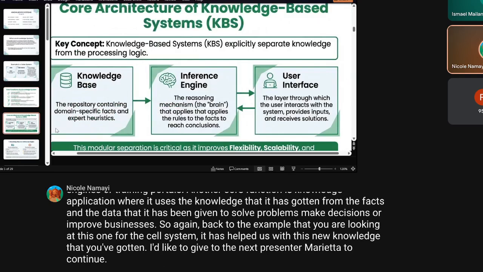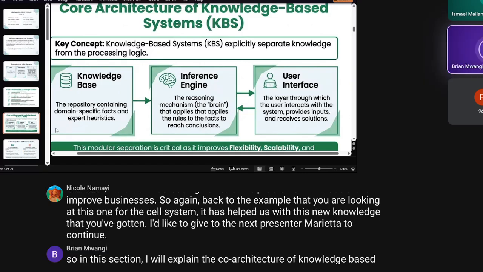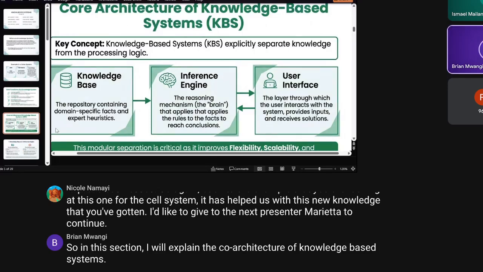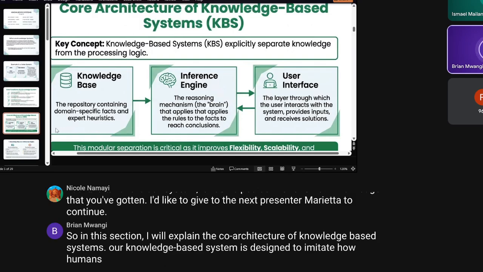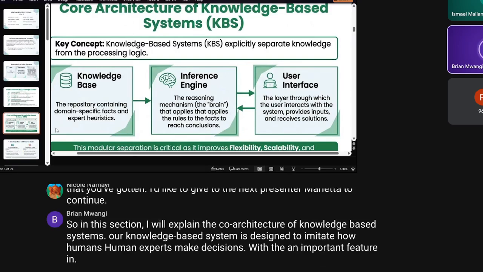In this section, I will explain the core architecture of knowledge-based systems. A knowledge-based system is designed to imitate how human experts make decisions, with an important feature in that it separates knowledge from the processing logic. This makes it easier to update and maintain.